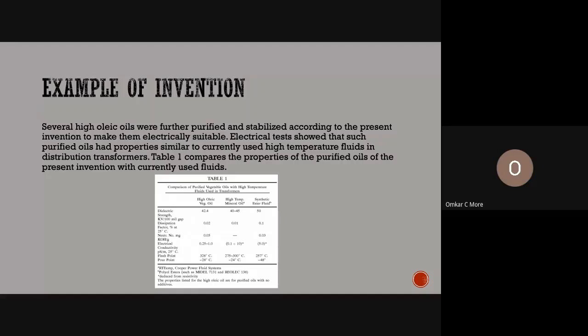So here we can see that vegetable oil is not a bad electrical insulating material, and it is biodegradable also. So it is very environmentally friendly, and this is the particular point of the invention, to create a source of insulation with the help of vegetable oil, and that will help for environmental purposes, and it will be readily available.